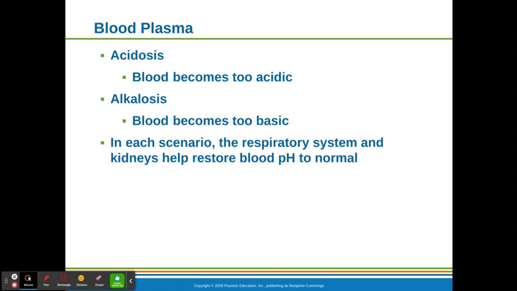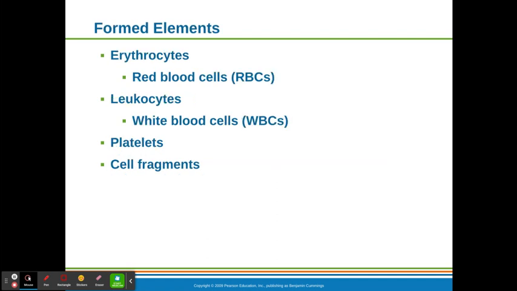So if we have too much CO2, the respiratory system will aid in removing that excess CO2. The kidneys will help to trigger the production of more blood, and extra filtering of blood to get rid of any substance that may cause alkalosis or acidosis to occur.